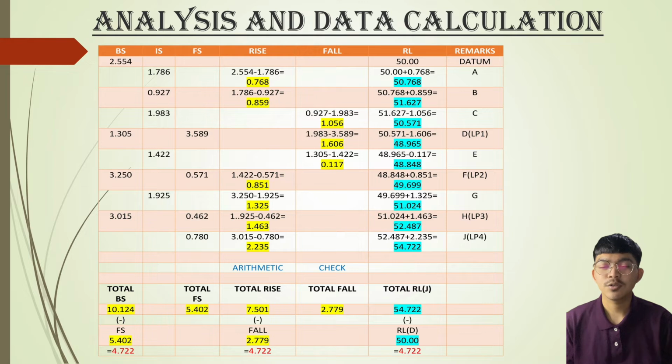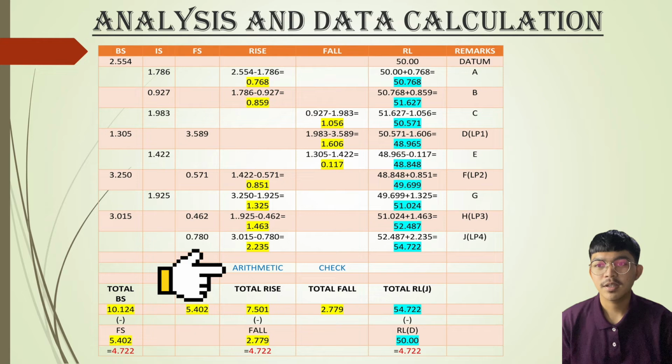Next is reduced level. So how to find the reduced level? The reduced level comes from the benchmark. Here we can see the benchmark is 15. To find the next RL, if rise you should add, and if fall you should subtract. If everything is done, after that you should do an arithmetical check to identify if our calculation is true or false.